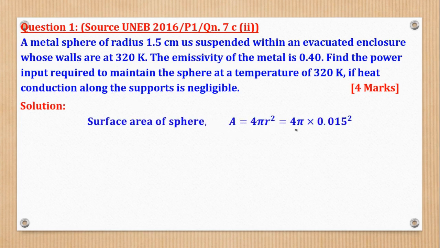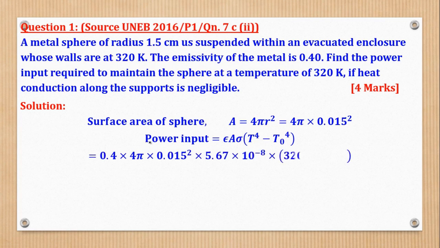So surface area is given by that, then power input is given by that. Now there is emissivity. Then we shall come and substitute emissivity, area, Stefan's constant, T and T naught. So this one alone will make the whole term to be 0. Therefore, the power input is 0 watt.